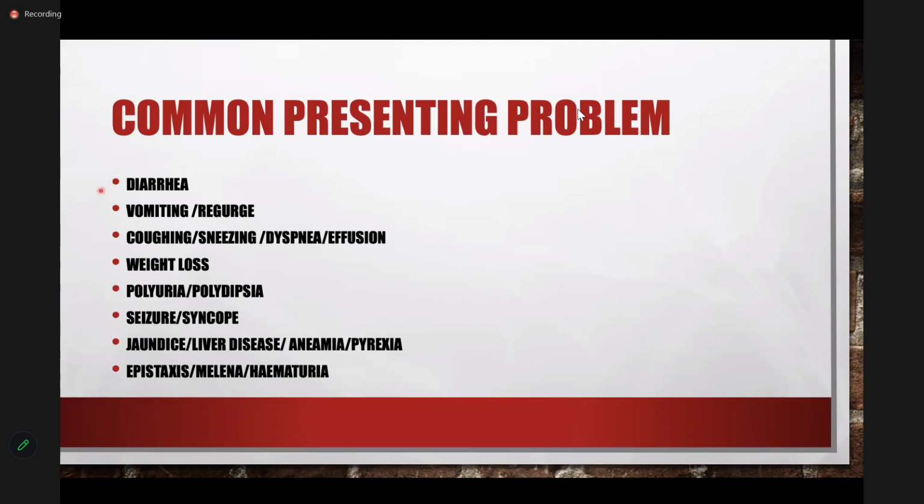So one is diarrhea, next one is vomiting and regurgitation, next one is coughing, sneezing, dyspnea, and effusion. Fourth, weight loss, polyuria and polydipsia. Polyuria, urinating a lot, polydipsia, drinking a lot of water. So with polydipsia, what is too much water for a cat? When do you say the cat is polydipsic? When do you say the cat is drinking too much water? How much water? How many ml per kilogram?